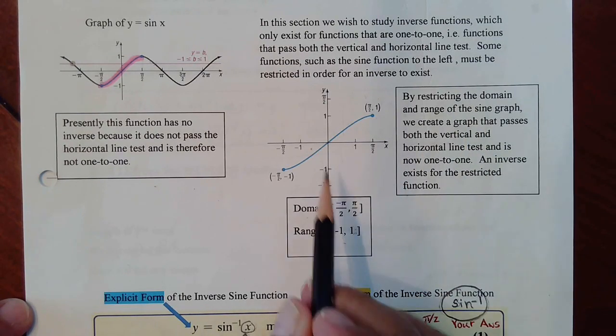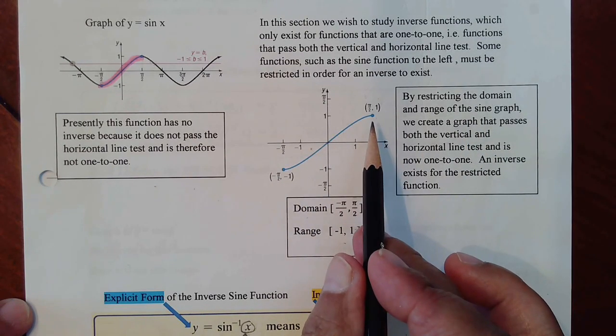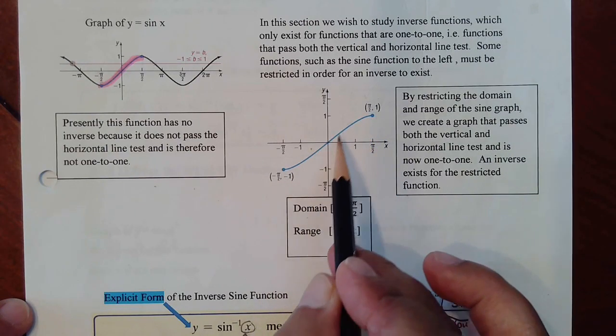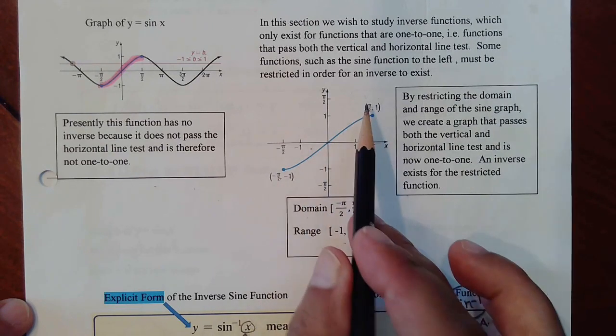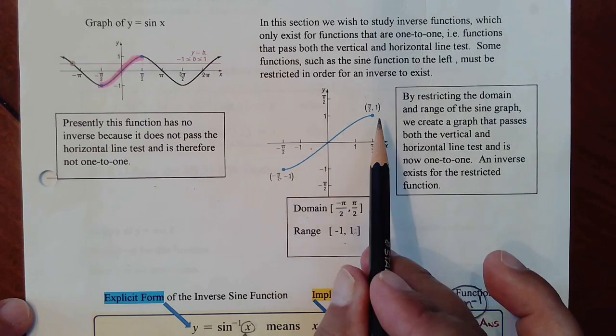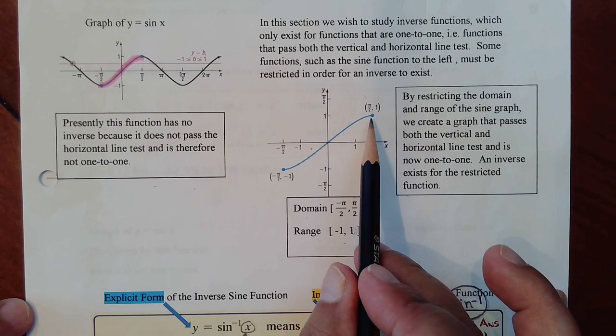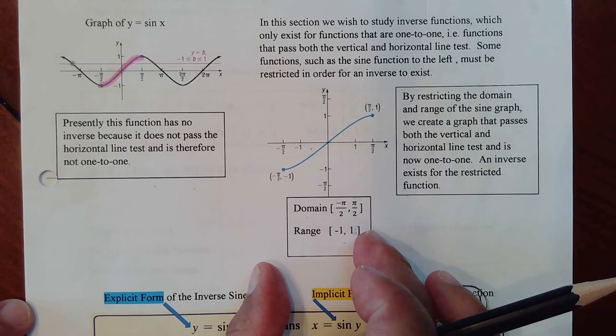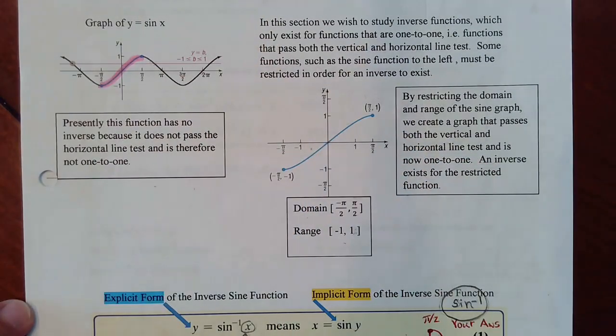Notice that the domain on this restricted portion is negative pi over 2 to pi over 2. That's what these x values are from here to here, negative pi over 2 to pi over 2. So that's called your domain. The y values on this restricted portion are negative 1 to 1. Now again, these are things from a portion of the original function.